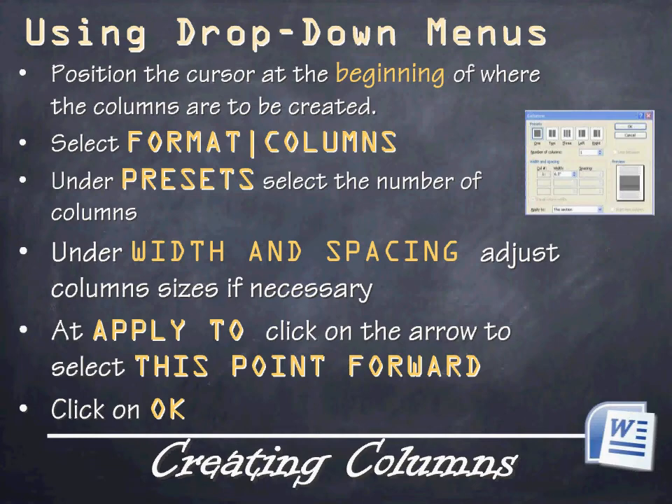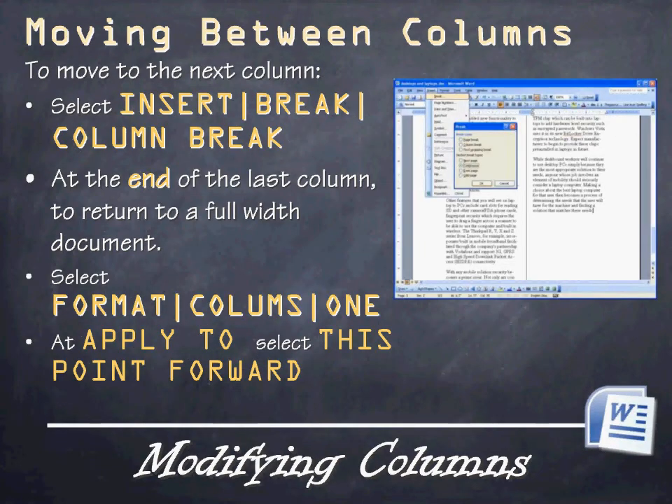You got columns. So once you have your columns in your document, you can move between your columns, and to move between the columns, you're going to select Insert in the drop-down menus, Break, and then Column Break. At the end of the last column, to return to a full width document, you can go back to Format, Columns, and then select 1, and apply this to This point forward. That will then apply the rest of your text to single columns, and therefore you can move between having columns in your document and then regular single column text, which is the default view.